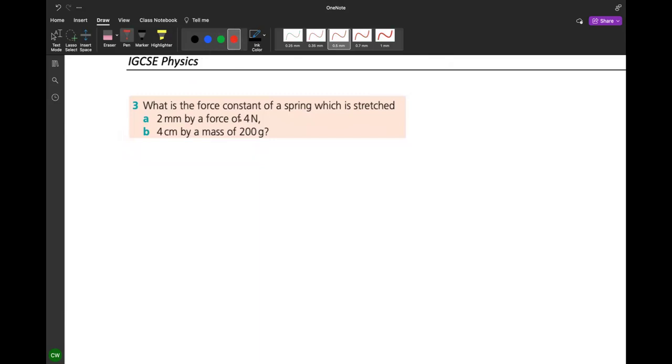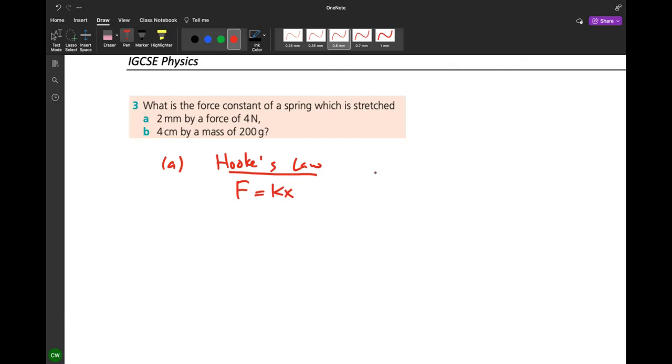Oscar, very tired already also. Can you tell me the formula for Hooke's law? What is the formula for Hooke's law? Maggie, what is the equation? F equals what? F equal to Ks.